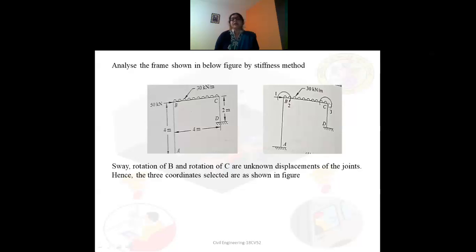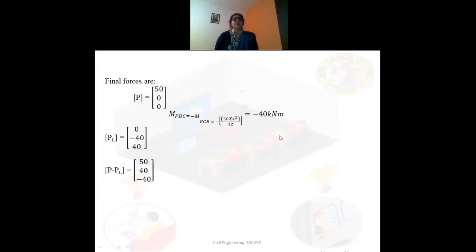Similarly, at coordinate 3, MFCB plus MFCD is equal to 0. MFCB we got plus 40 and for CD we do not have any load, so 0. So plus 40 you have to write. So 0, minus 40, plus 40.